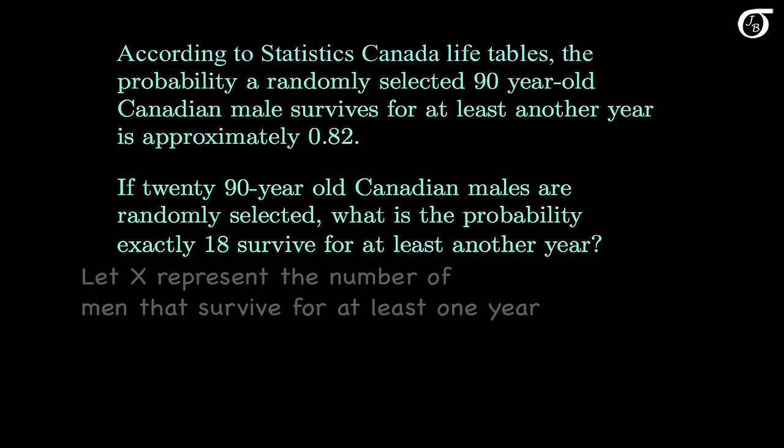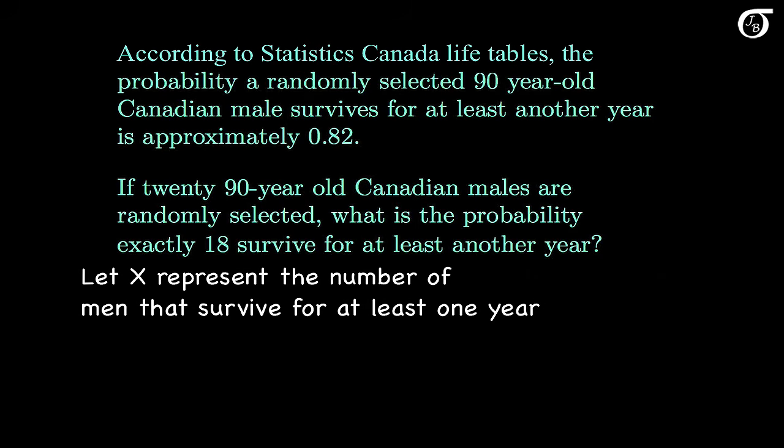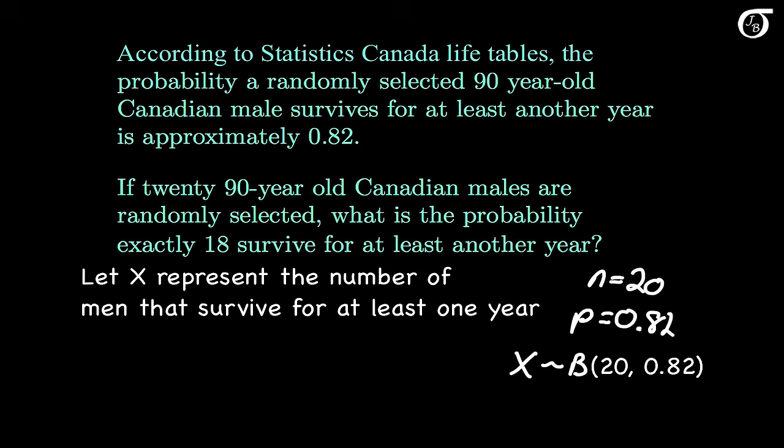We'll let x represent the number of men that survive for at least one more year. Then x is going to have a binomial distribution with an n of 20 and a p of 0.82. And you might see that written as x is distributed or has the binomial distribution with an n of 20 and a p of 0.82. We want the probability that x takes on the value 18.